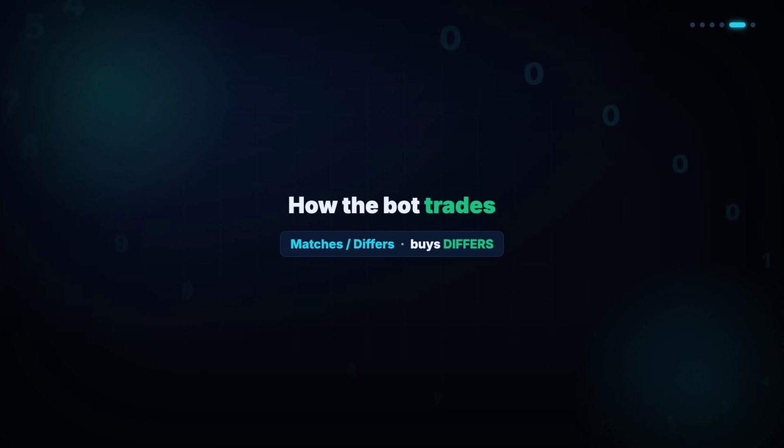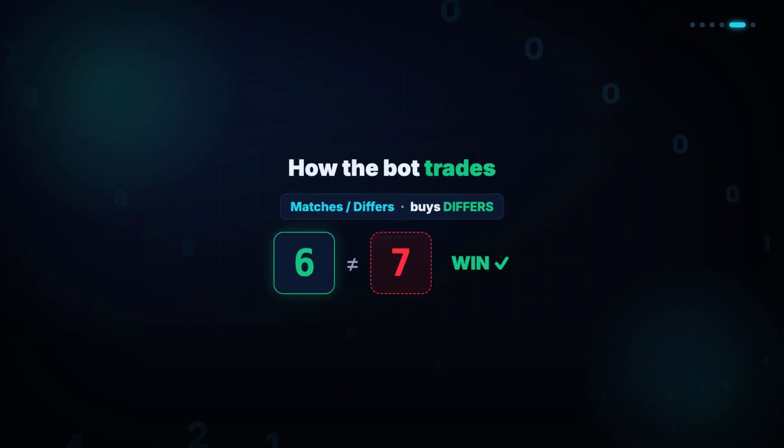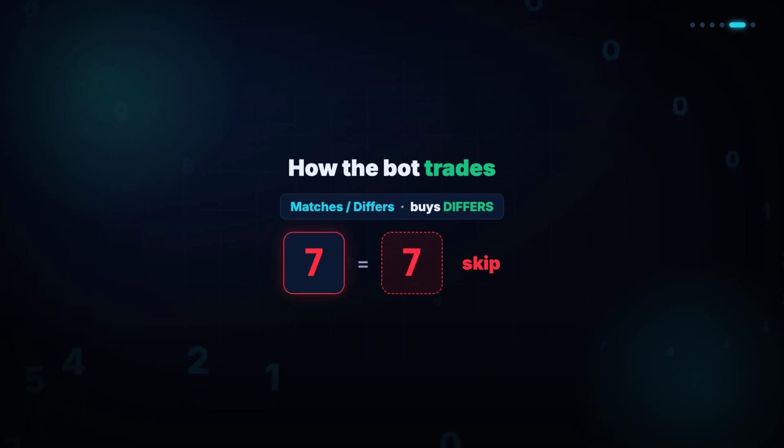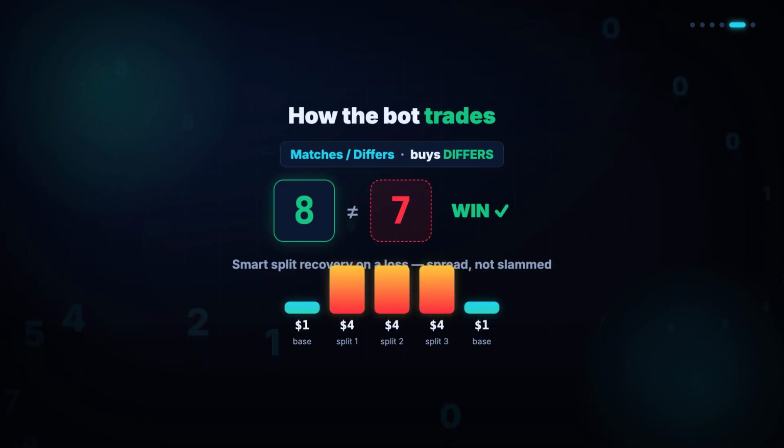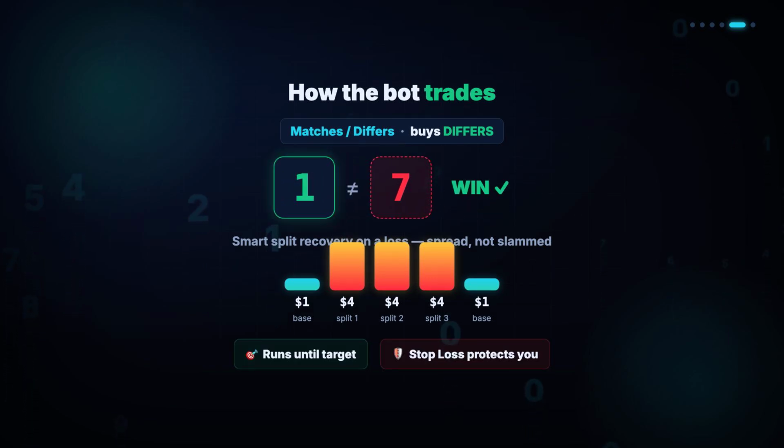The bot trades matches, differs on Deriv. It buys differs, winning whenever the next digit is anything but the excluded one. If a trade loses, smart split recovery steps in, spreading the recovery across several trades to win it back. It keeps running until your target is reached, or your stop loss protects you.